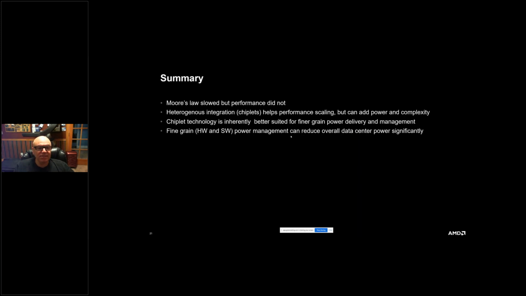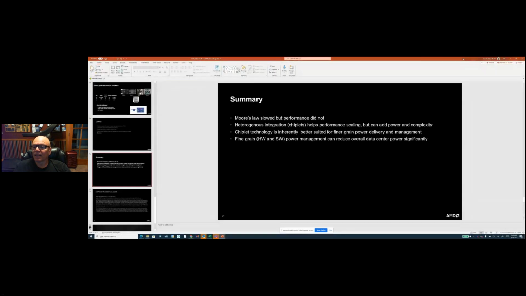So that was basically it. To summarize, I think we all know that Moore's law is slowing down, but performance did not and will not, and it's going to continue on that trend, right? So many people have argued that this heterogeneous integration basically is what's helping that performance scaling, obviously, because of the different functions you can put in on the same package. And the chiplet technology is certainly inherently better suited for that fine-grained power delivery and management, like I showed you. But with the fine-grained hardware, you also need that fine-grained software actually to reduce overall data center power significantly. And that's it, folks.